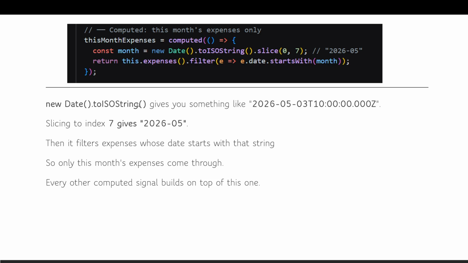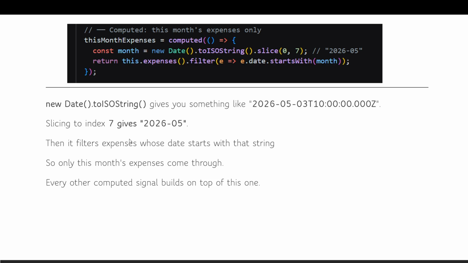A new date is being created, which gives us a simple date like this. And what does the slicing mean? The date being sliced to index 7 means we are only going to get the month.